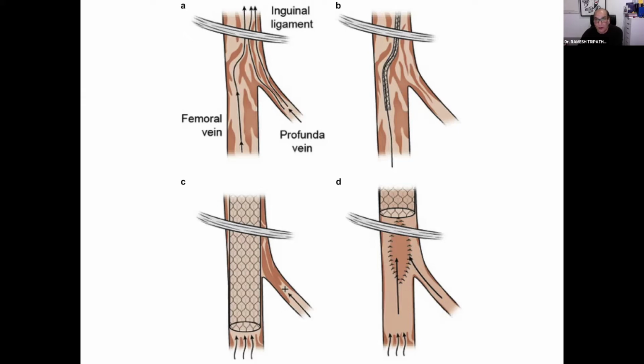The other problem is that there are multiple channels in that area if there is heavy disease, and therefore you could only go through one of the channels, and when you do a stent like that, you can push some of the trabeculae in front of the ostium of the profunda, so to speak, and cause obstruction. So always a good rule, as I've shown in figure D, is to do a generous endovenectomy of the profunda and the common femoral vein, and then put a stent on top of that in the common femoral vein.